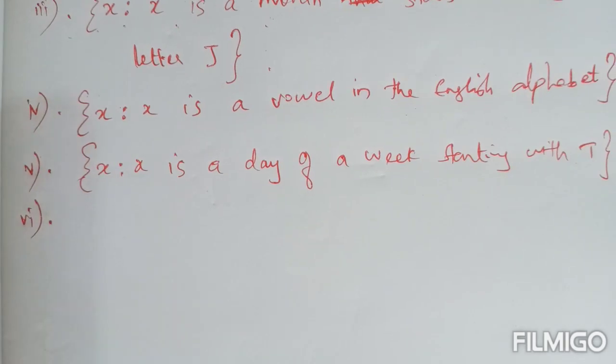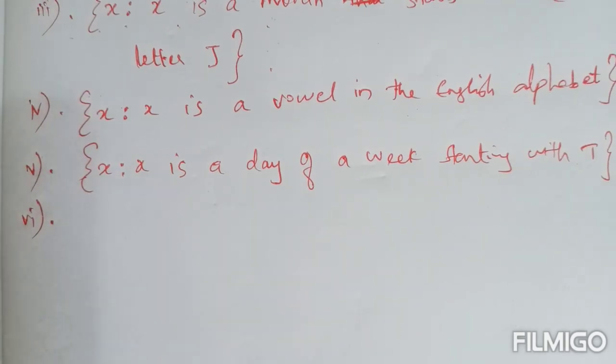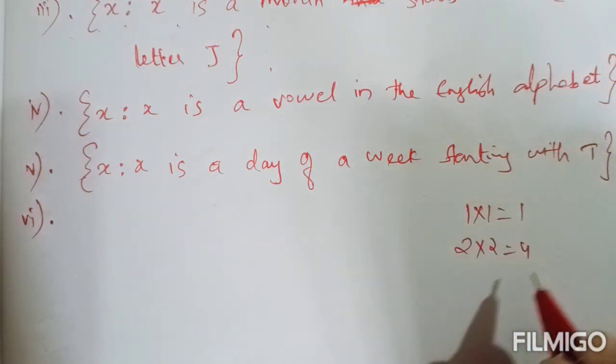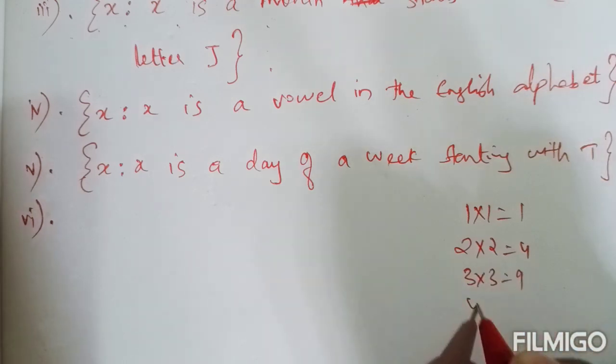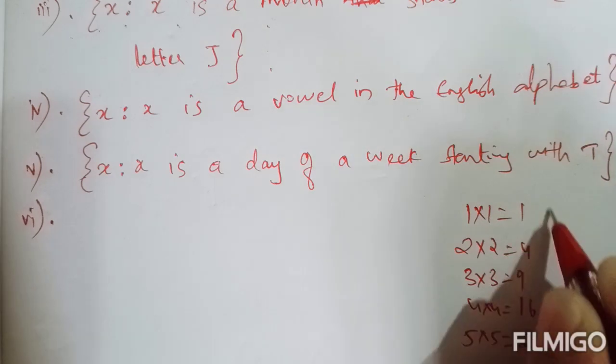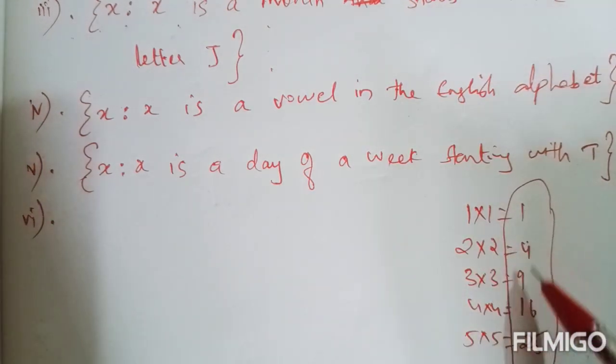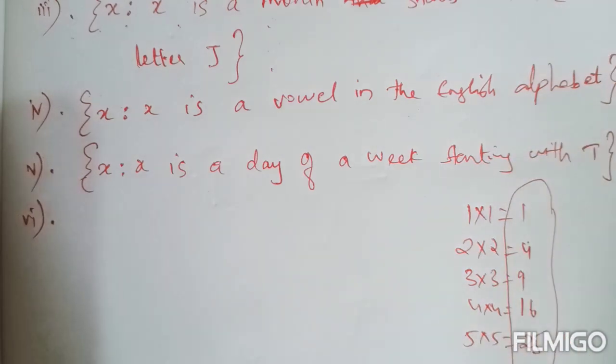So we know that these are perfect squares. Okay. 1 into 1, 1. 2 into 2, 4. 3 into 3, 9. 4 into 4, 16, 5 into 5, 25. So these are perfect squares. And these are the first 5 perfect squares.